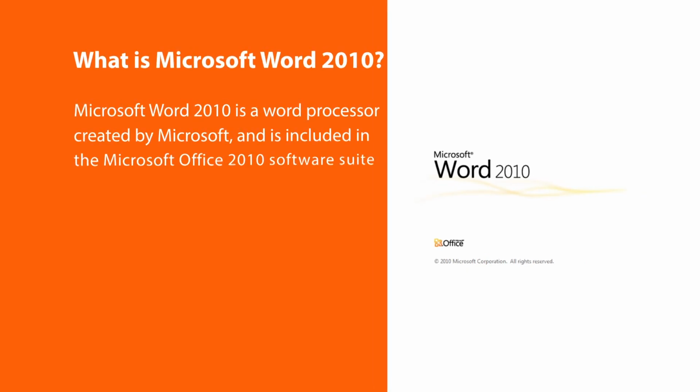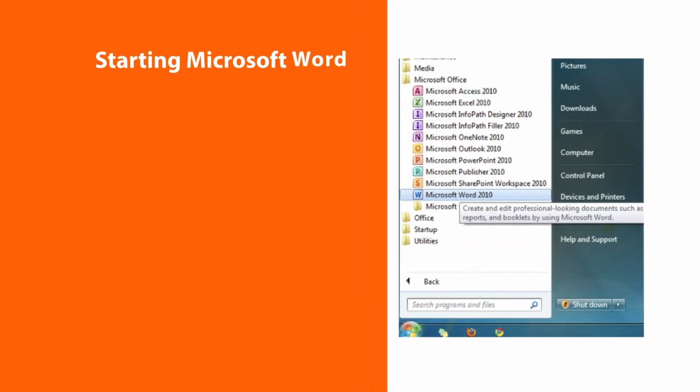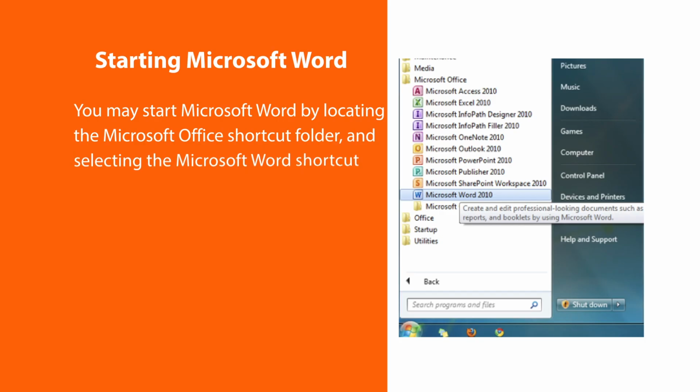So what is Microsoft Word? Microsoft Word is a word processor created by Microsoft and included in the Microsoft Office 2010 software suite, and in coming days you will find a lot of newer versions coming up. Since we have to explain this particular format to the learners, we have taken the 2010 software version.